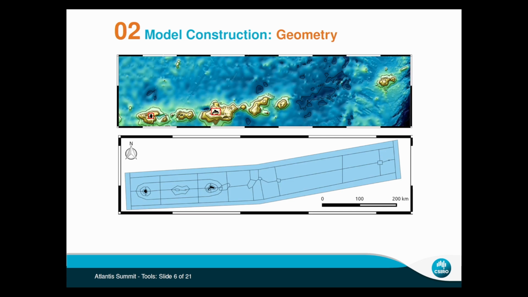So I will start with the first section, which is model construction. And the first topic that we will see when we are building an Atlantis model is working with the geometry. The geometry is to build our ecosystem, to divide it into polygons, and those are the polygons that Atlantis will use. Usually that information is contained in a format that we call the BGM file.